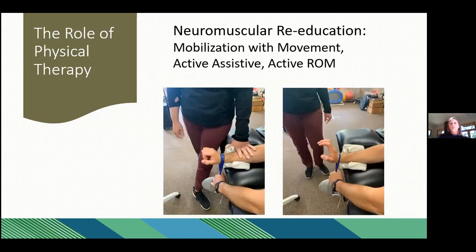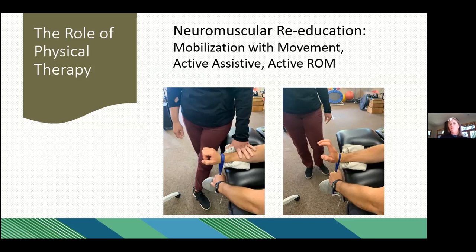Neuromuscular re-education, so doing things like mobilization with movement. So in these pictures, the patient is holding a strap down, kind of doing a self-joint mobilization while he's moving into extension. So we're training that joint to glide as it moves into the motion it needs to go. So it can include things like that.